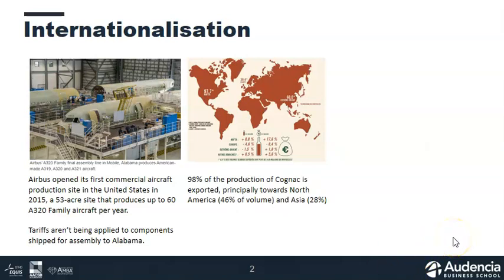Another example of internationalization would be, for example, cognac. Cognac is an extremely well-known product overall. What's quite impressive about cognac, which is again made in France, is that 98% of the production of cognac is exported, and that principally towards North America and Asia. So it's not a product that's consumed locally. It's a product that's mostly consumed abroad.